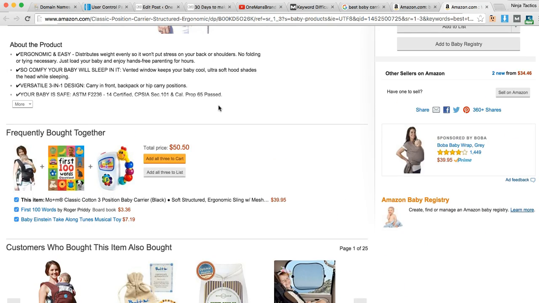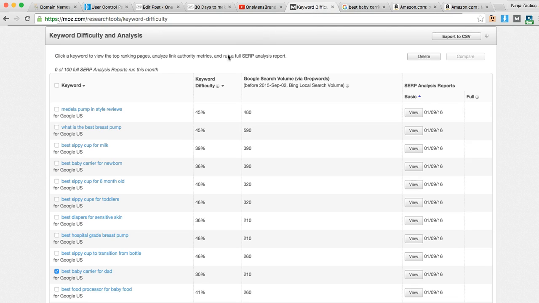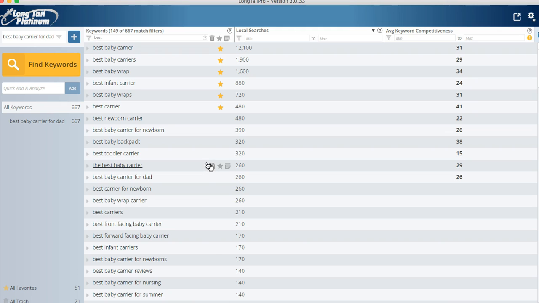So yeah, just to recap what we've just gone over there is keyword difficulty on Moz Pro, keyword difficulty on Longtail Pro, and sort of my general thesis for how to pick a keyword.